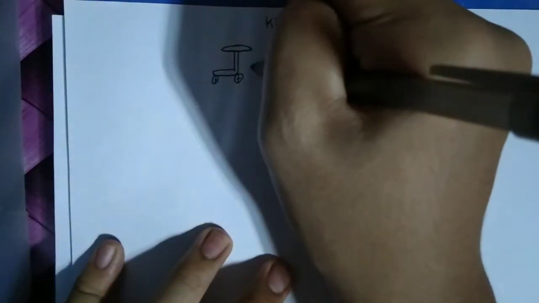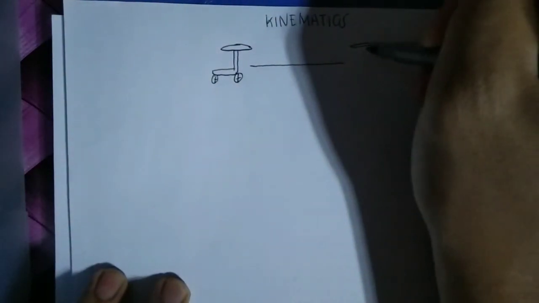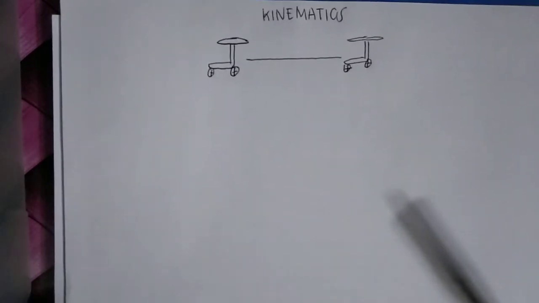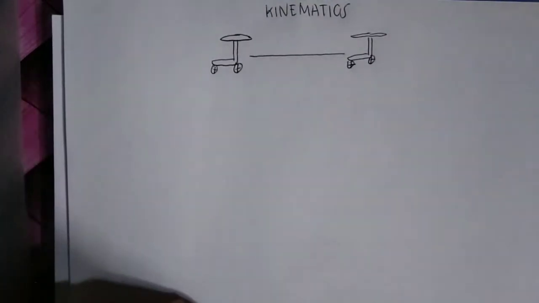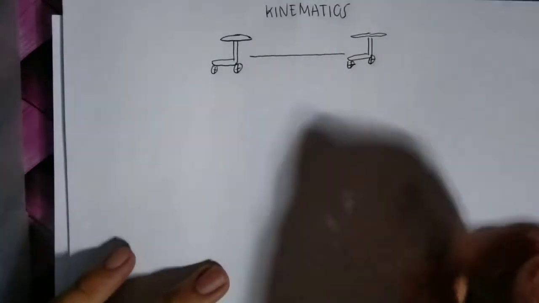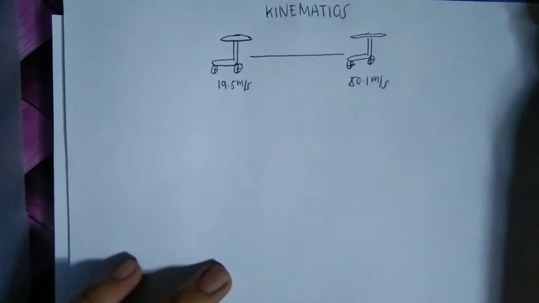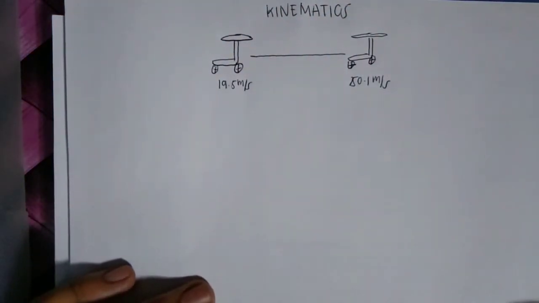So first, what we will do is illustrate what happened in the problem. So, we will just draw two electric scooters. Then, a line. After we illustrate, we will label it. The problem says the electric scooter accelerated from 19.5 meters per second to 50.1 meters per second.